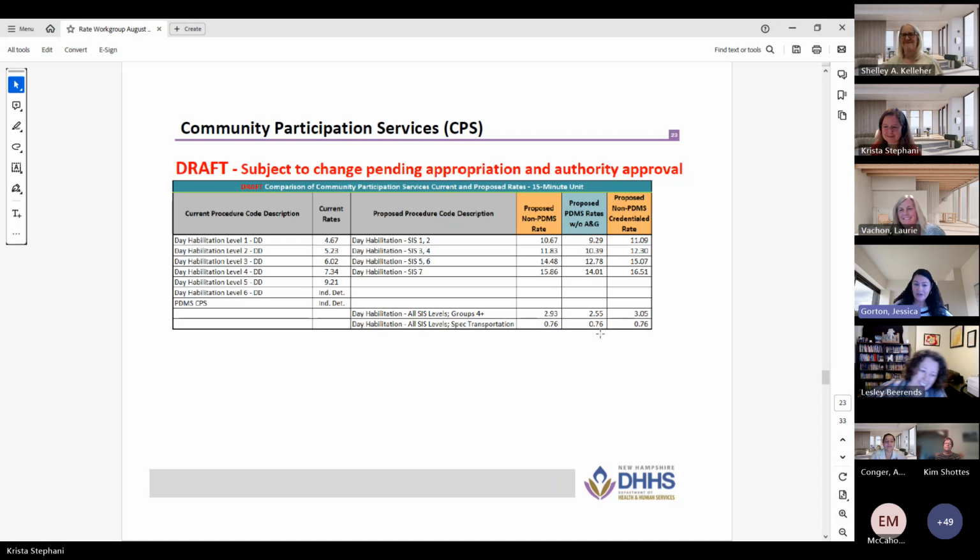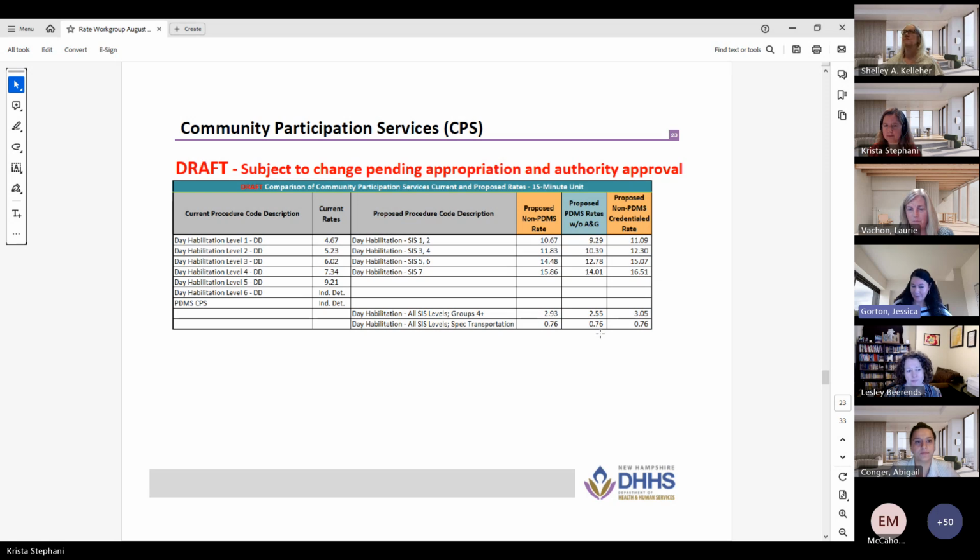Program-related expenses. As we talked about what those were, we all kind of said, all right, some of those within a PDMS program make sense, and those are happening right now, but some of those are largely just functions that happen by a provider agency.